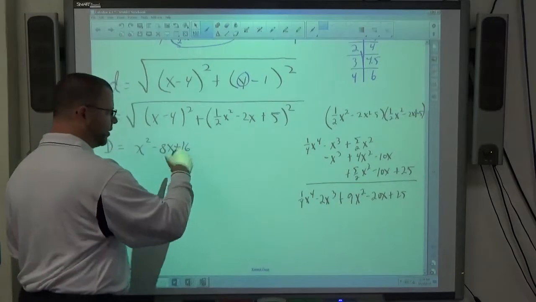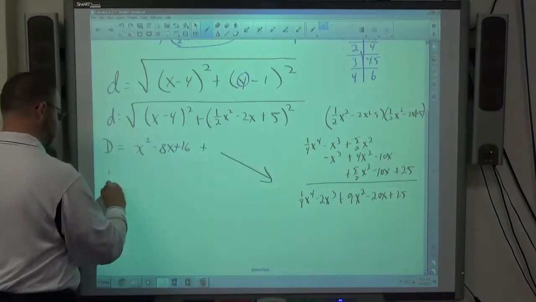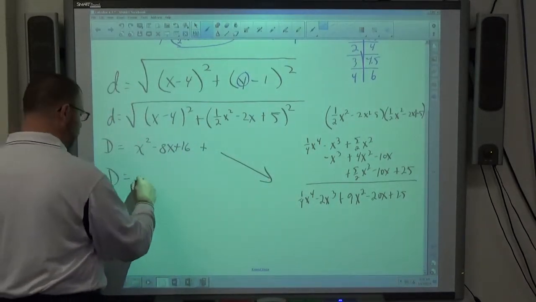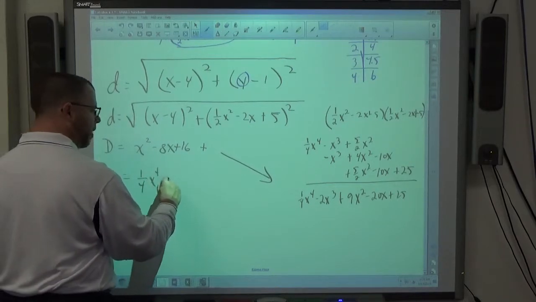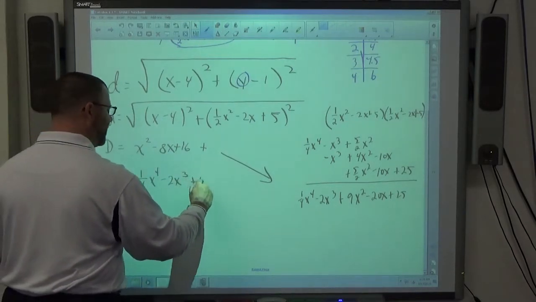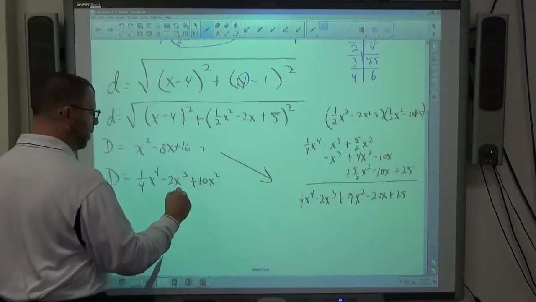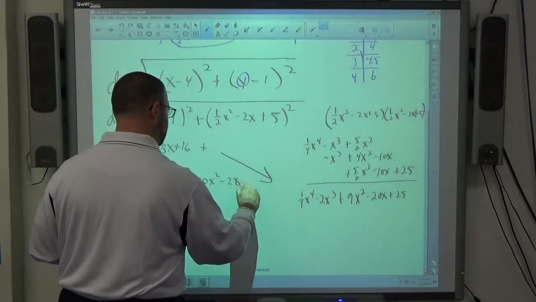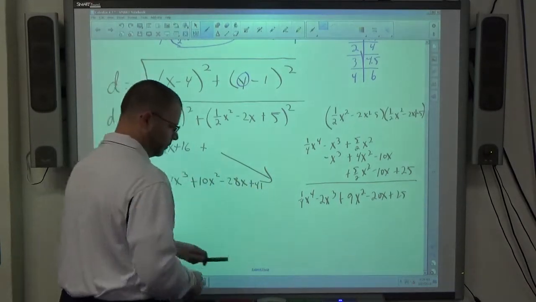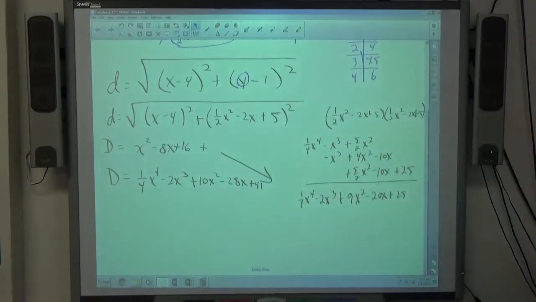So that plus that. Combine like terms, we end up with 1/4 x^4 - 2x^3 + 10x^2 - 28x + 41. Just polynomial arithmetic there: multiply them out, add like terms, right? So there's our big D in terms of x, so now we just have to differentiate.